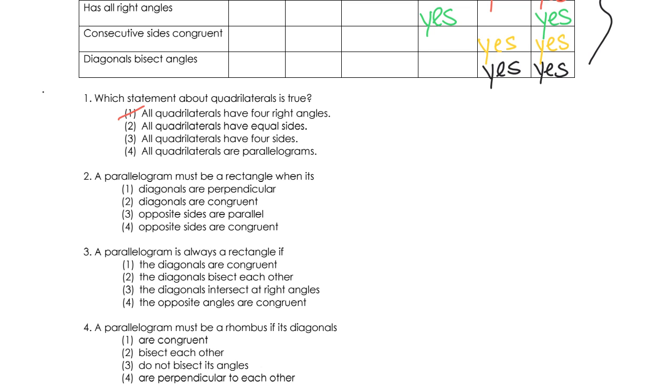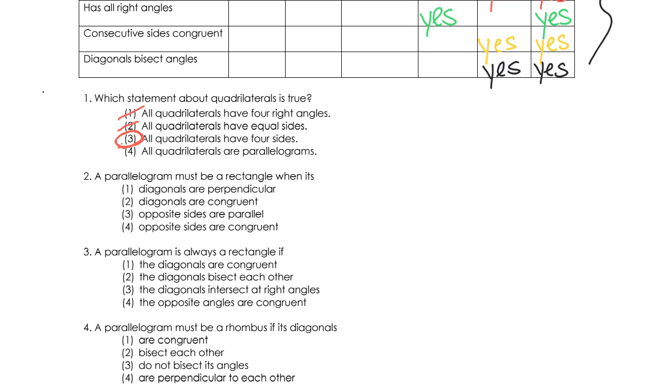All quads have equal sides. Trapezoids are quadrilaterals, and they don't have 4 equal sides. All quadrilaterals have 4 sides. Yes, that's the definition of a quad, a shape with 4 sides. Okay. Number 2, a parallelogram must be a rectangle when.